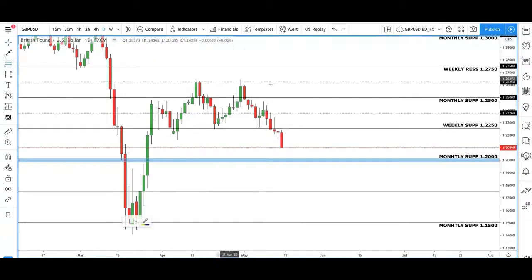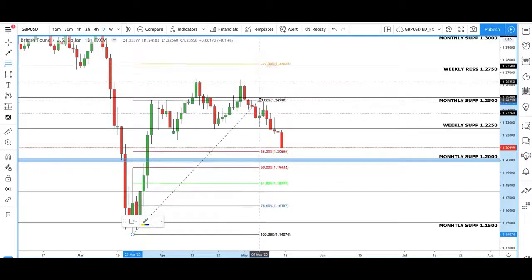I was always calling for this pullback because since we had this daily move up here, you can see here, using the Fibonacci, since we had this move from bottom to top, we never had a Fibonacci retracement. We never had a proper retracement. Price just kept pushing. So this is all considered one move. We kept pushing, minor pullback, kept pushing.